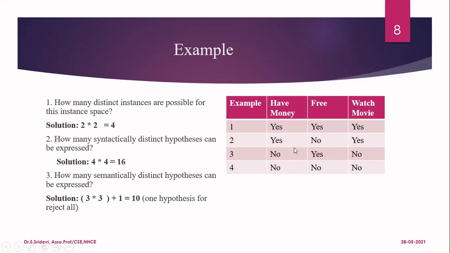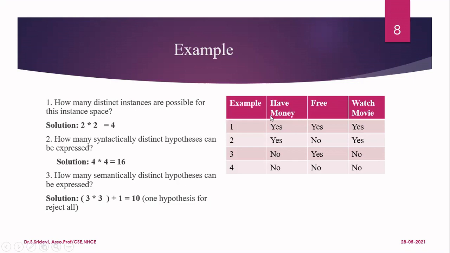Now, let us understand first, what is our hypothesis space? Because I have told you now capital H. We need to understand what that capital H is. So we have seen all these things in the previous classes. Once a particular data set is given to you, you should be able to answer 3 different questions. The first question is, how many distinct instances are possible for this instance space? This I told you how to find out.